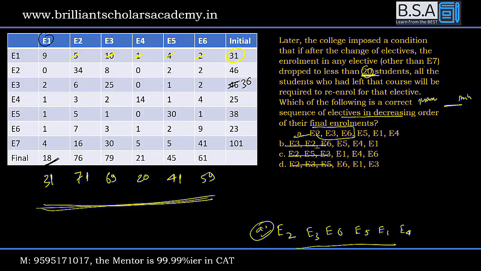If the strength goes below 20, you will have to recall those students to come back and rejoin the elective.